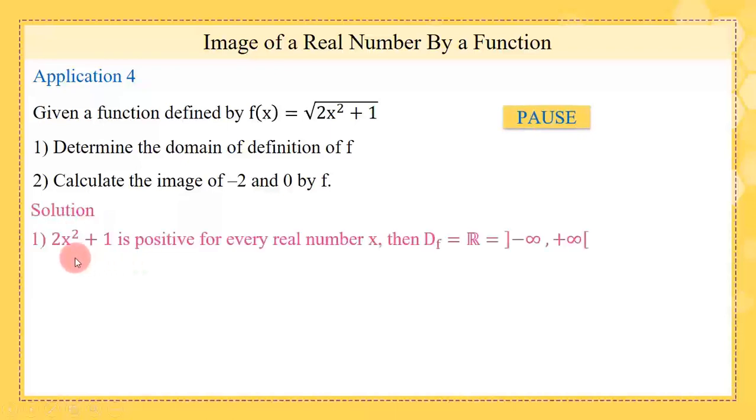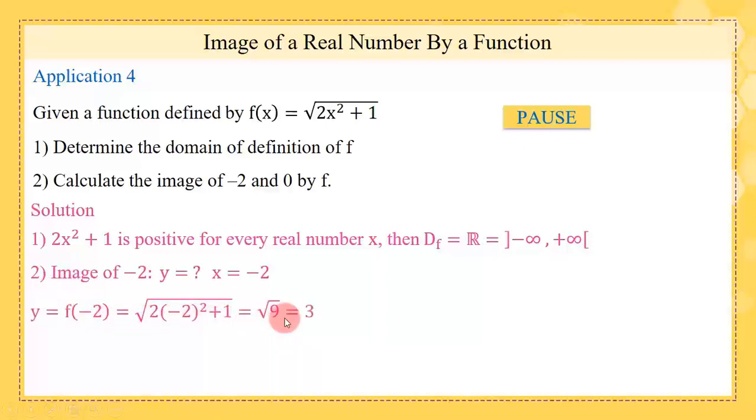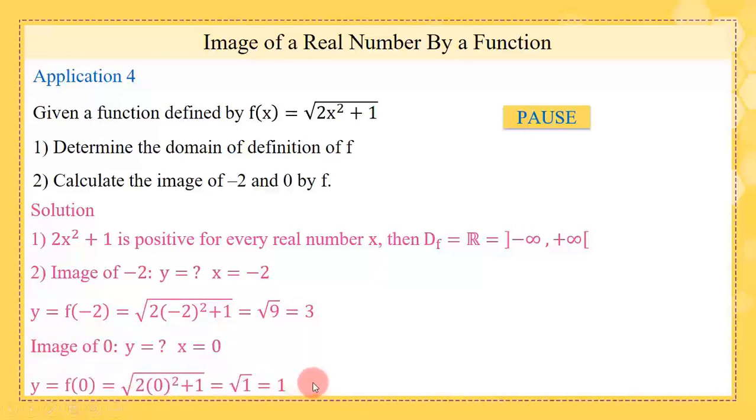Solution: since 2x squared plus 1 is positive for every x, then the domain of definition of f is R, which is equal minus infinity to plus infinity. Image of minus 2 is f of minus 2, which is equal to 3. Image of 0 is f of 0, which is equal to 1.